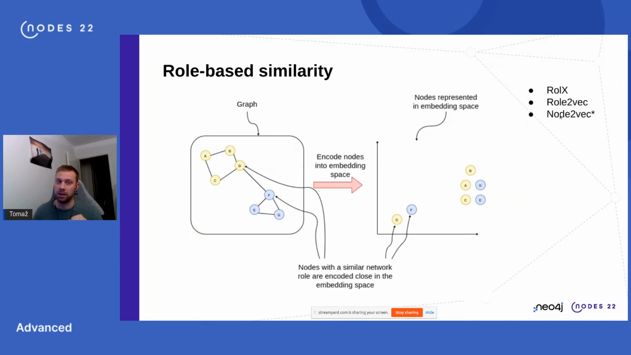And interestingly, if you've been paying attention, I've used Node2Vec in both examples, for community-based similarity and also for role-based similarity. So basically, by fine-tuning hyperparameters of the Node2Vec algorithm, you can influence which type of similarity it should capture.